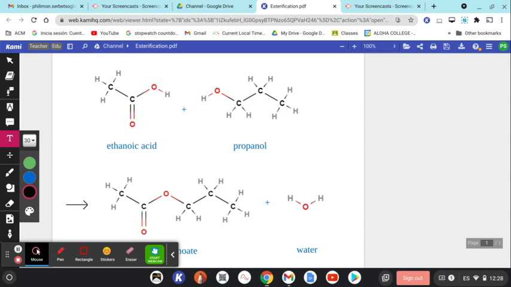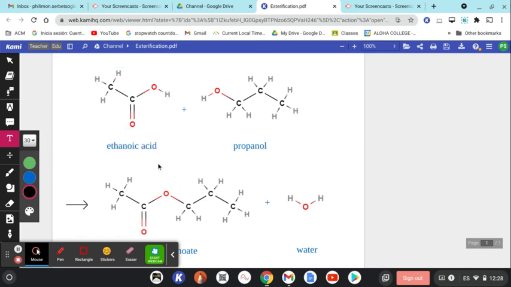Today we're going to be looking at another organic chemistry topic, and we're going to be specifically looking at esterification, which is the reaction between a carboxylic acid and an alcohol to form an ester and water. Now, as a reminder, a carboxylic acid has this functional group where a carbon is bonded to two oxygens, one with a double bond and an OH group.